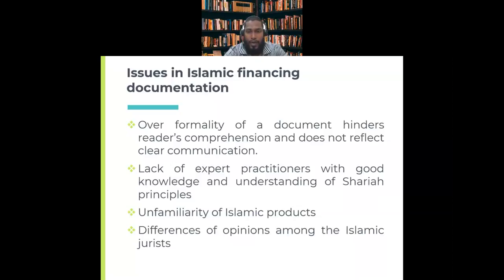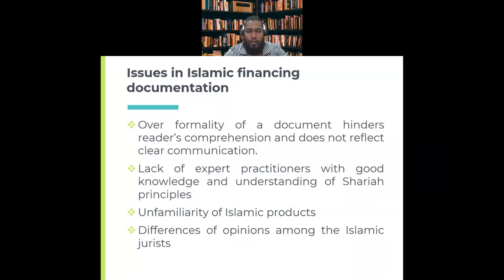And there is a lack of expert practitioners with good knowledge and understanding of Sharia principles. So we need lawyers, Sharia lawyers specialized in Islamic finance, because the legal profession in the case of Malaysia is mostly dominated by non-Muslims, and most of the lawyers are non-Muslims. So it is difficult for them to understand the Islamic contracts. So we need more Sharia lawyers who also understand the contract laws to fill up this gap.